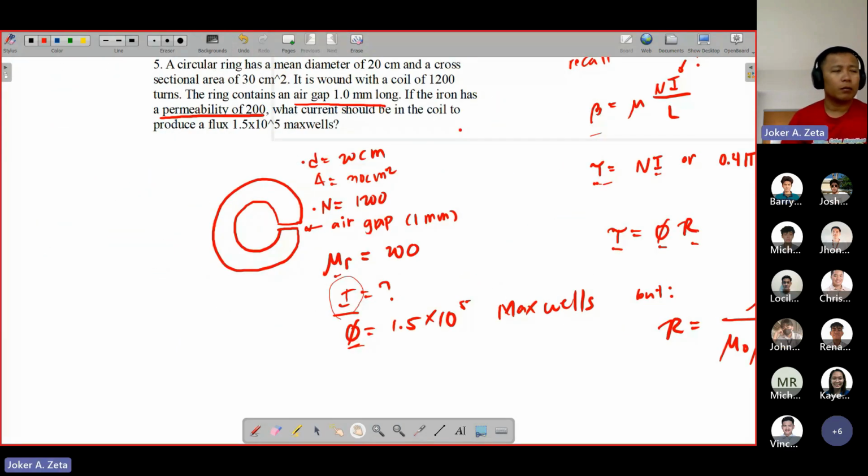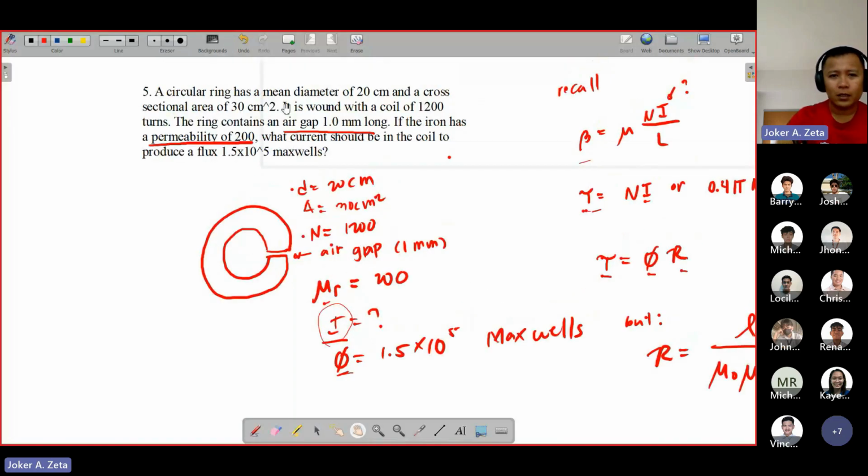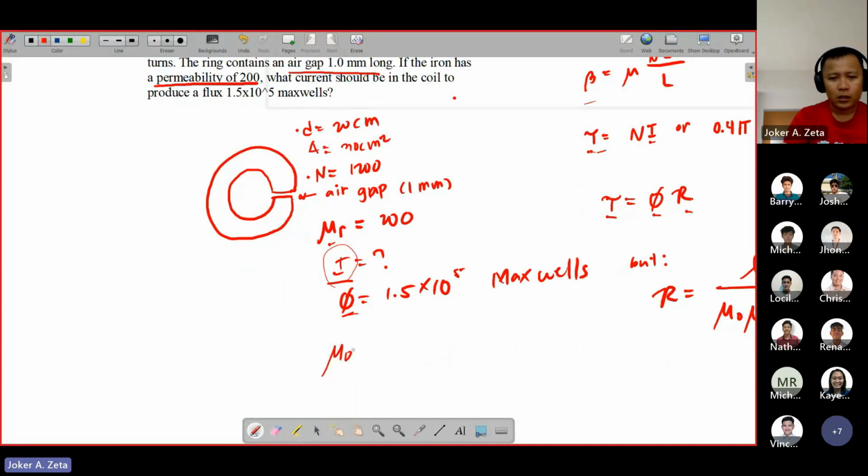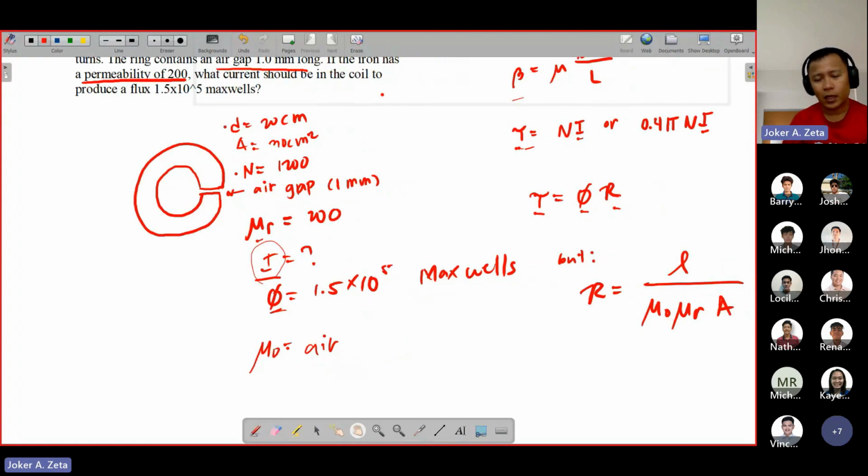There are times when the ring is immersed in a certain liquid that has an equivalent permeability. But if the problem does not say where the ring is located, it's safe to assume the ring is in open air, in an open environment. Therefore, your mu o is that of air, and you already have the standard value for the permeability of air.